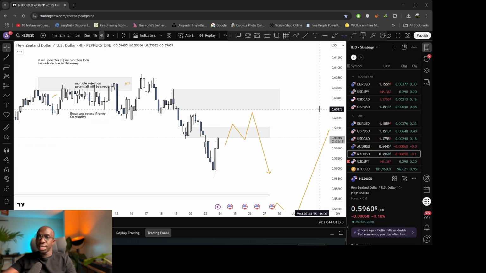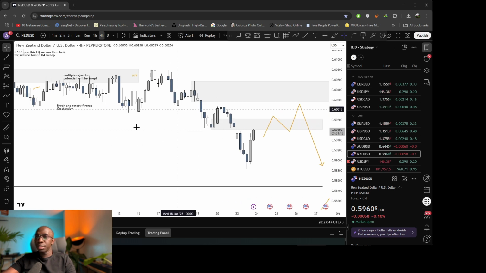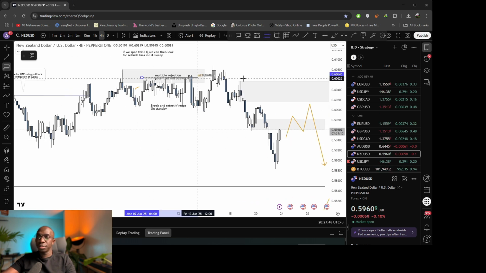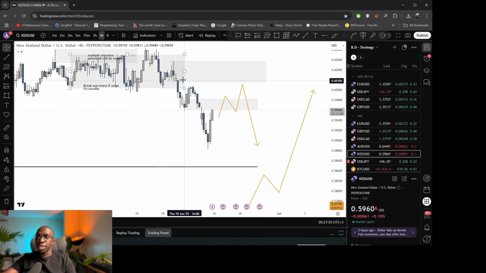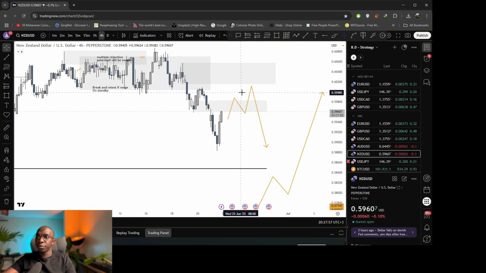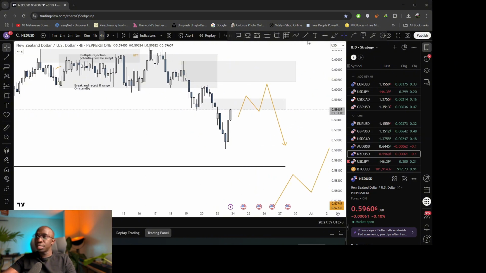NZD USD, let's see what's going on. Same here. I think we broke out of this channel right here. A lot of consolidation was happening for quite some time. We broke to the downside, retested that level, and then continued to the downside. Continued bearish with bearish price action. We can see that price opened again bearish with the dollar still weakening.